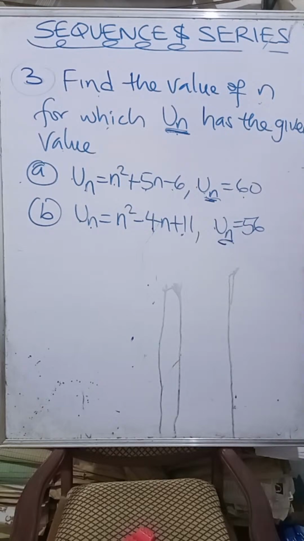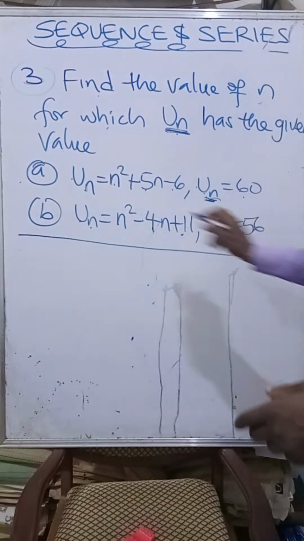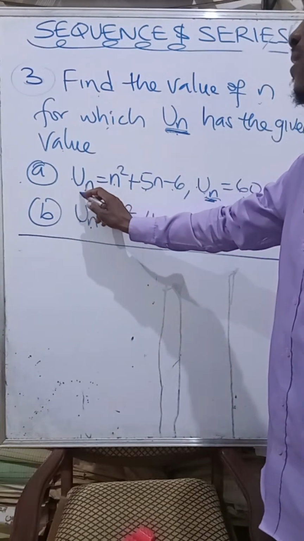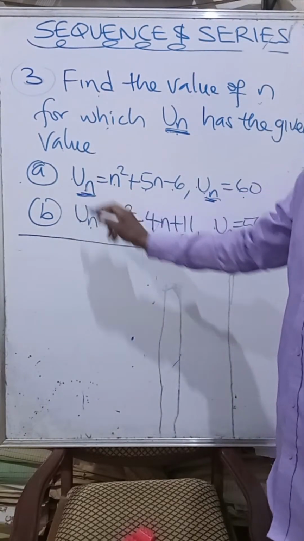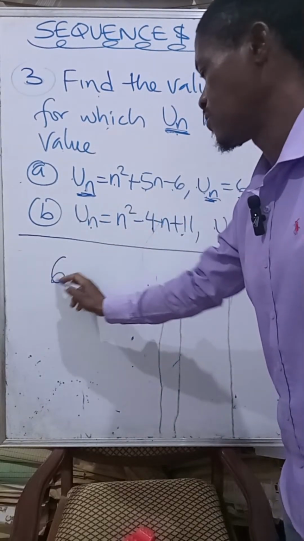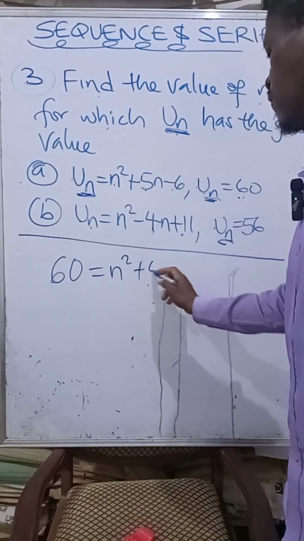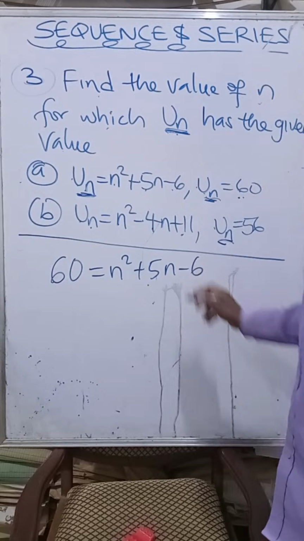Okay. We have the first one. Let's solve the first one. The first one, the nth term, the general term is given as 60. So just substitute that 60. Okay. n squared plus 5n minus 6.